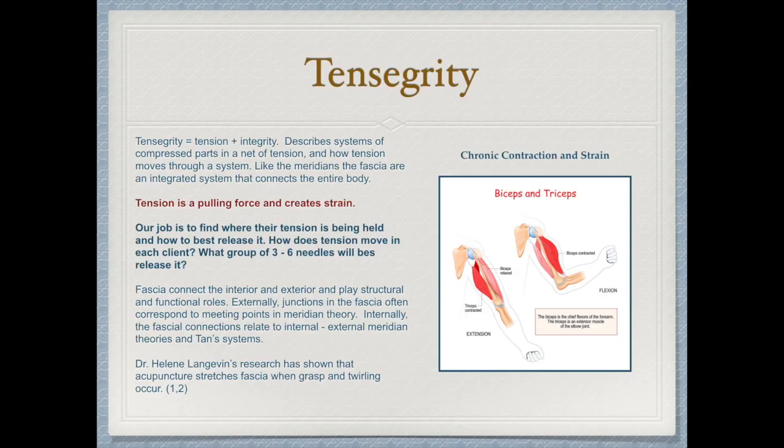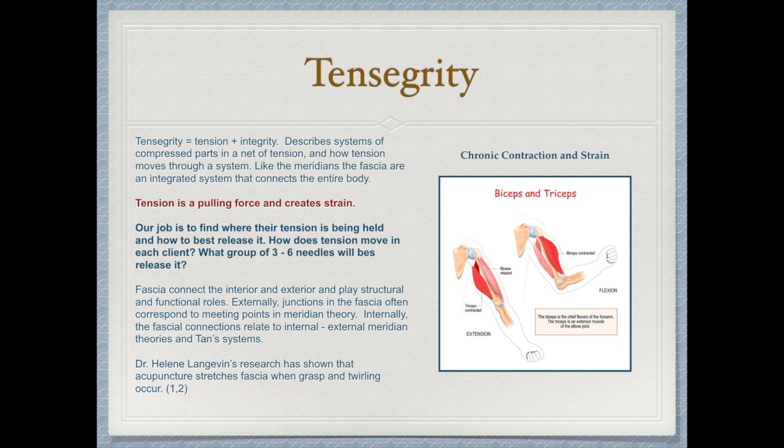In this section, I want to talk about tensegrity. If you've seen some of my other courses, then a lot of this will sound familiar to you. I've added a few new topics here that I want to discuss. First of all, tensegrity includes two words, tension and integrity, and it describes systems of compressed parts in a net of tension. Anatomically, we can think of the muscles as compressed parts, and they're surrounded in these nets of fascia.